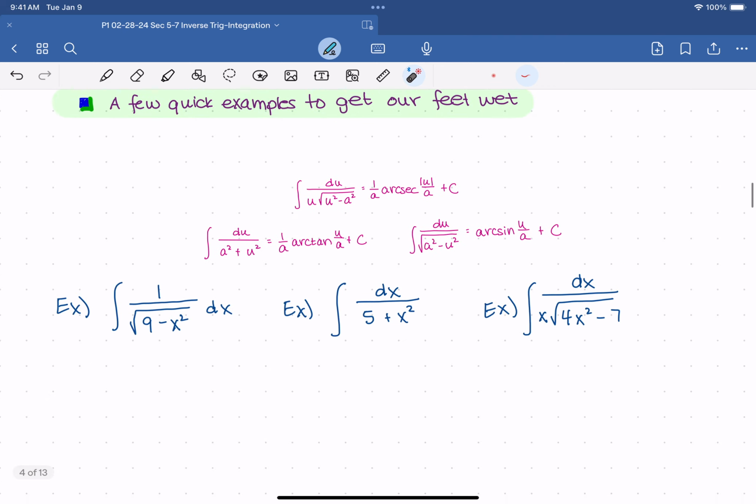Okay, so now let's do a quick few examples to get our feet wet. Now I have the formulas up here in small font just to kind of remind us what they are. But see if we can first just identify which of these three formulas you're going to use on which one of these. And I would encourage you pause the video and try to figure out, does this go for this one, or this one, or this one, and so on. Just try to figure it out.